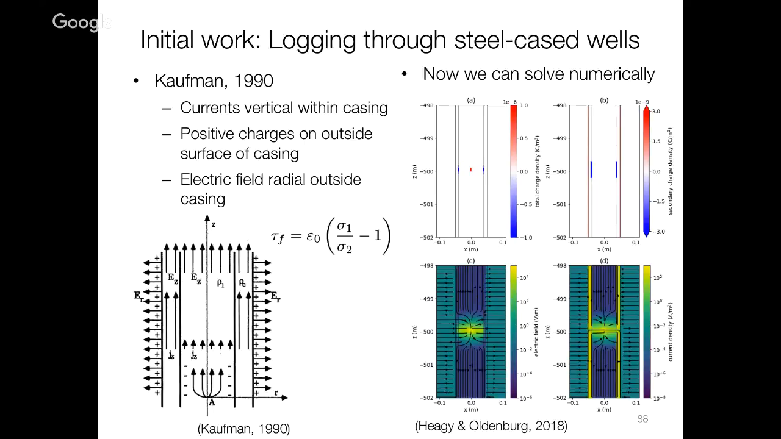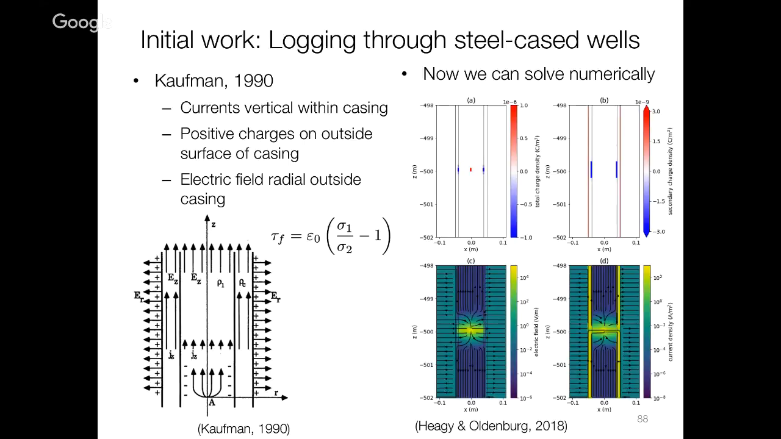So this is actually quite nice. I think this shows the real potential advantage of being able to do things numerically. Kaufman, when he did this, had analytic expressions, so it was wonderful work. And he had this diagram that showed what the distribution of charges would be and what the currents are. And when you look at the numerical results, you actually see that they're very, very similar to this.